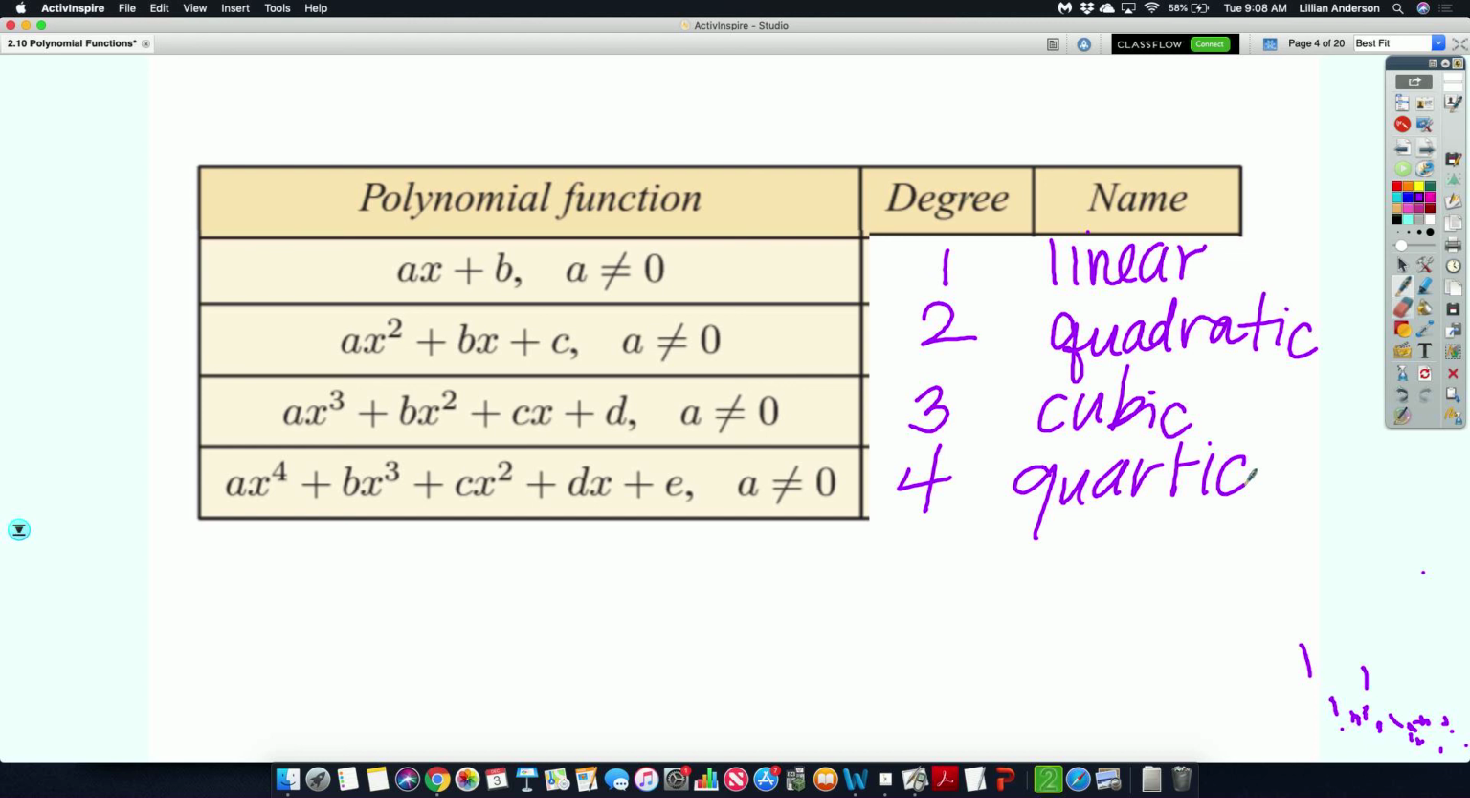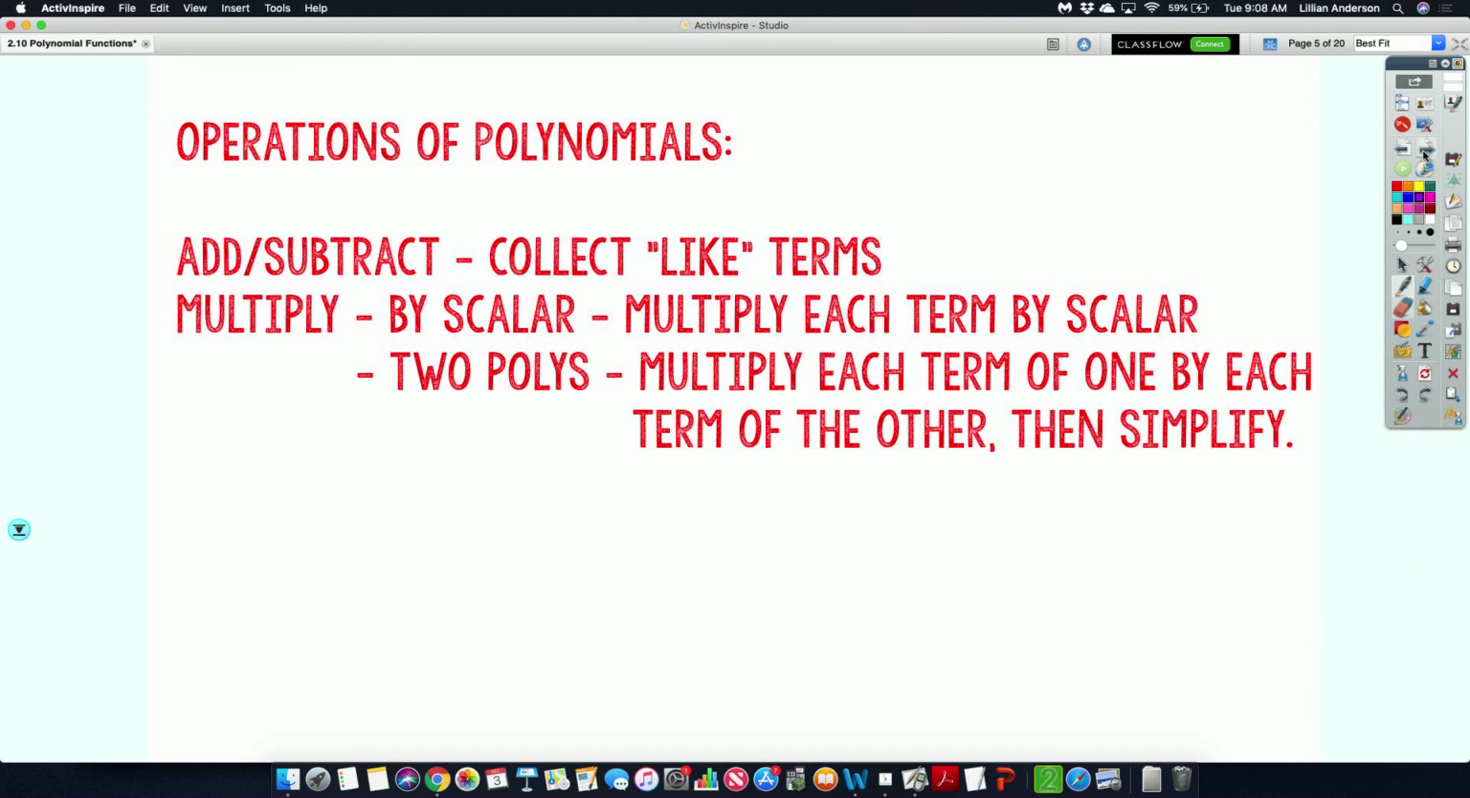After 4, there's 5 too. 5 is a quintic, but usually after 4, it's just a polynomial from that point. Septic, octic. It's just a polynomial from that point. So, a little bit of background to refresh your memory.